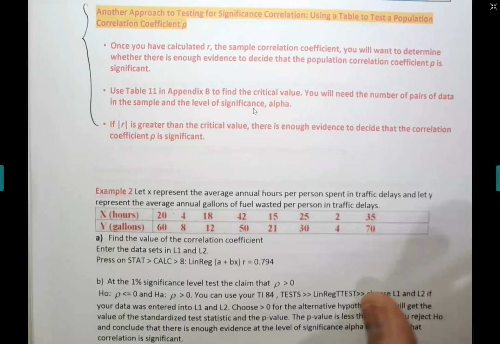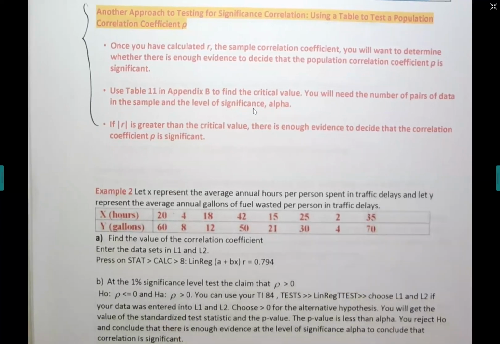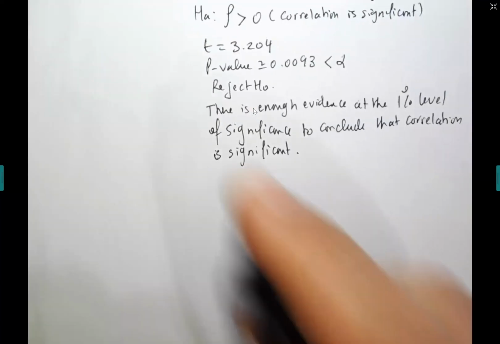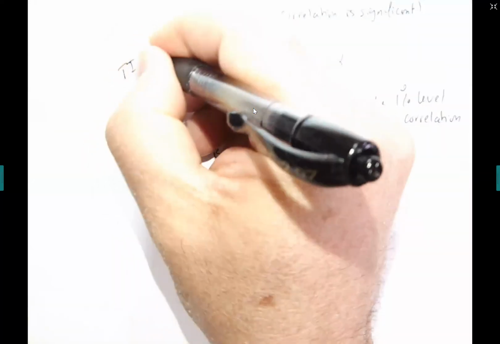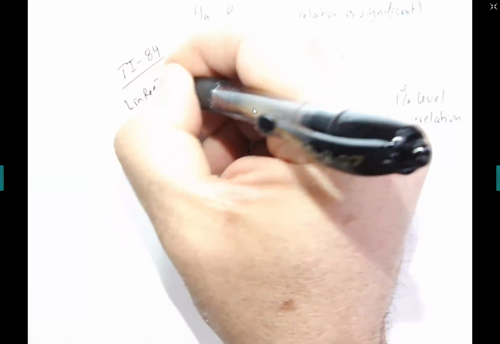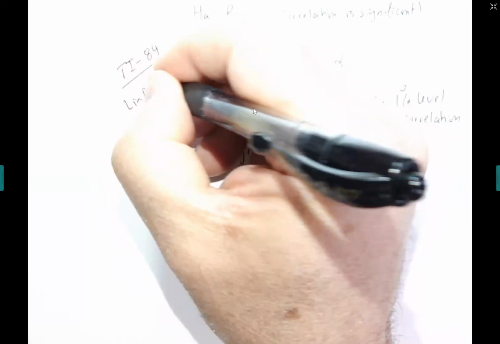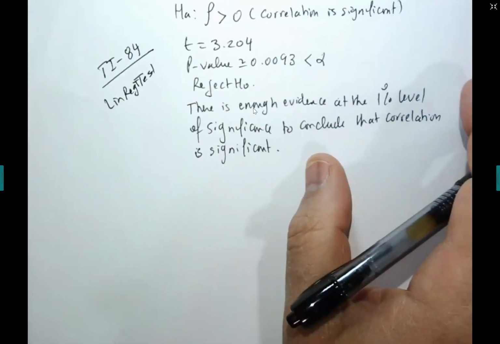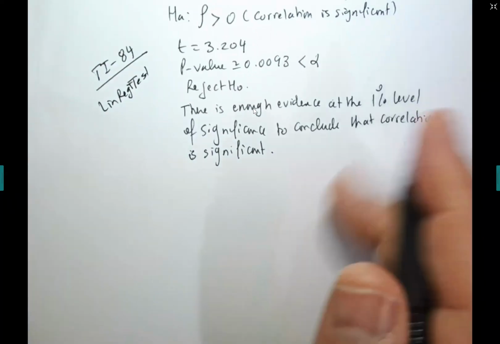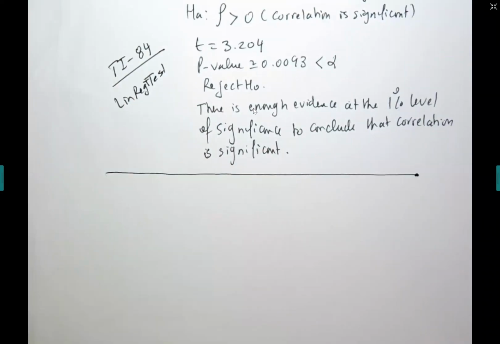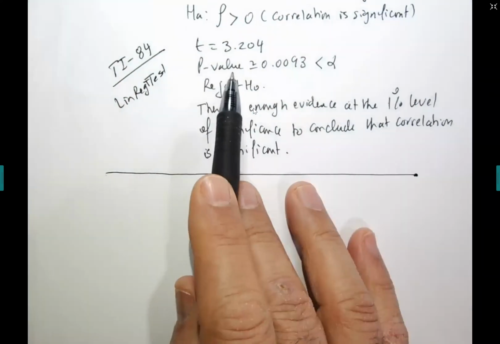Let's see what part C is. But before I do that, I'm going to show you an alternative way to do hypothesis testing. So here we use the TI-84, and we use the linear regression t-test. Okay, any questions so far? I'm going to show you 2 other ways to do that. But if he asks you while doing homework that you have to find T and the p-value, you have no choice but to do this. You got to do this method.